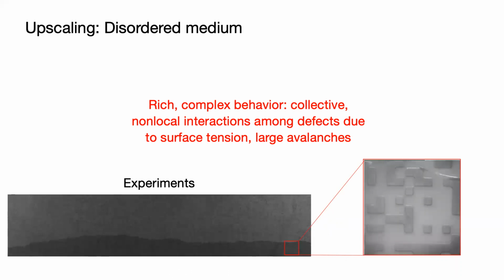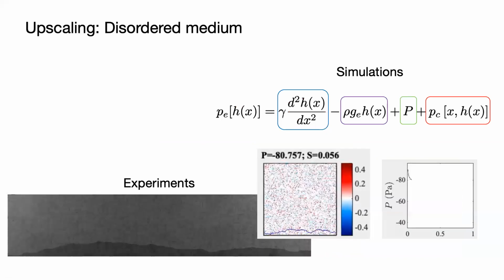You essentially have interactions between the defects. So you have these collective or non-local interactions. When you have a very strong defect here, it pulls the interface and it affects what happens in the entire cell. Because of interfacial tension, you get these very large avalanches. So you get all this because of successive jumps.